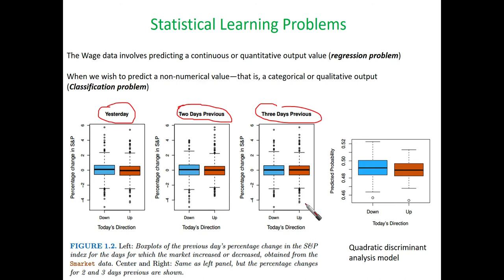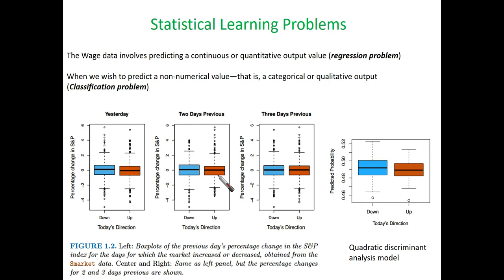But fortunately, there is a method we can apply called the quadratic discriminant analysis model, which we will learn maybe after many lectures. The main take-home note is this kind of classification problem. There are regression problems that we saw from the wage data, and then there is classification, where the answer is yes or no, true or false, up or down. That is called a classification problem.